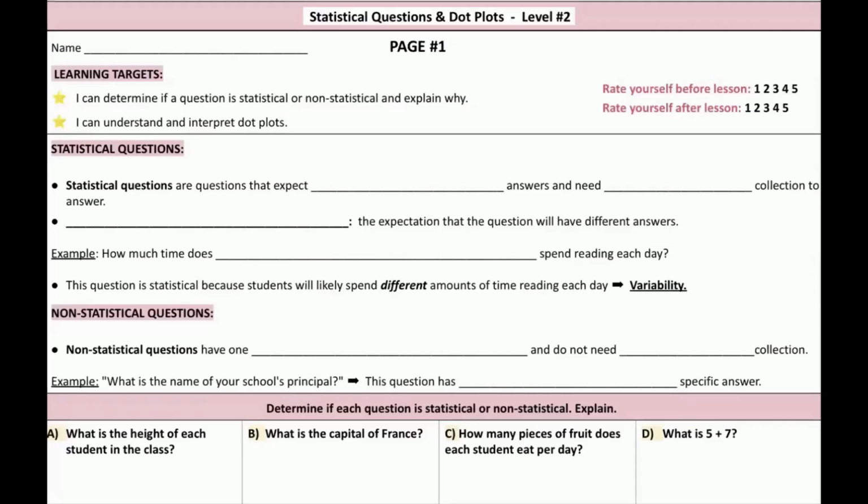Let's get started. Our learning target today is I can determine if a question is statistical or non-statistical and explain why. And I can understand and interpret dot plots. Before we get started, rate yourself on these learning targets 1 through 5. 1 is the least confident and 5 is the most confident. At the end of today's lesson, we'll come back to these learning targets and we'll rate ourselves again.